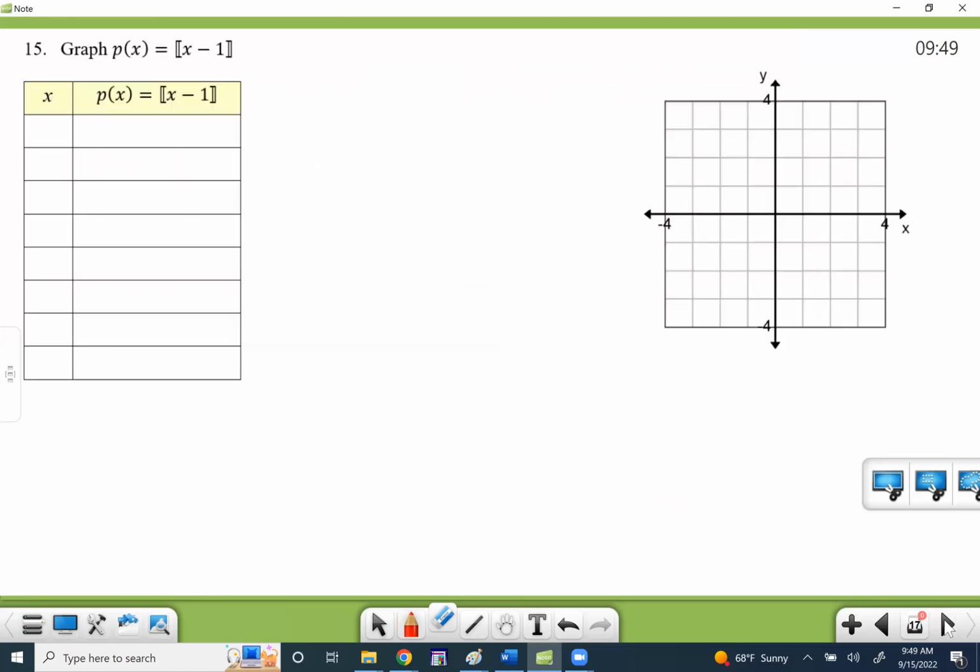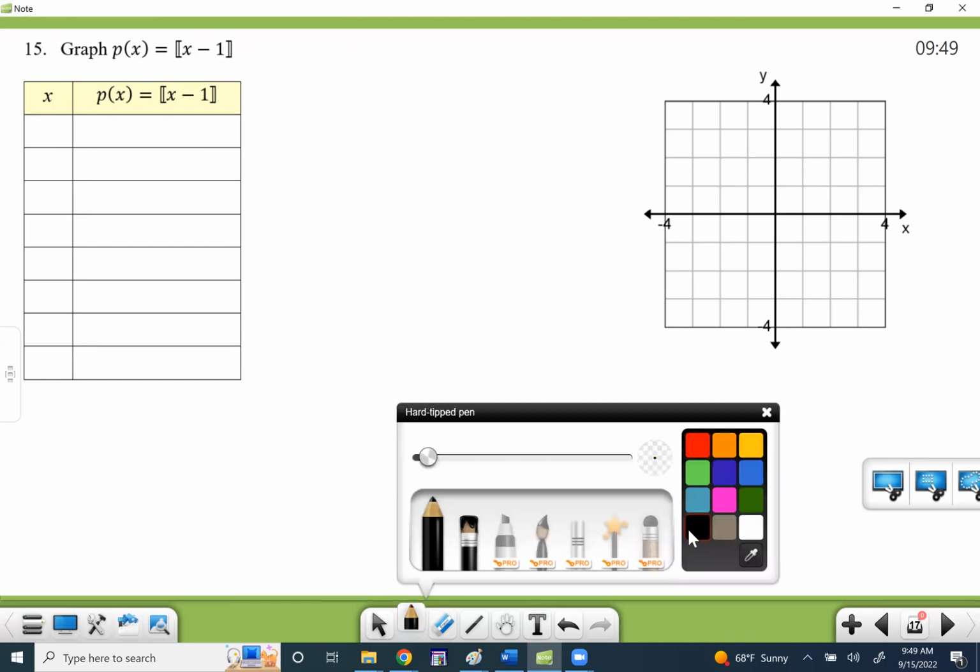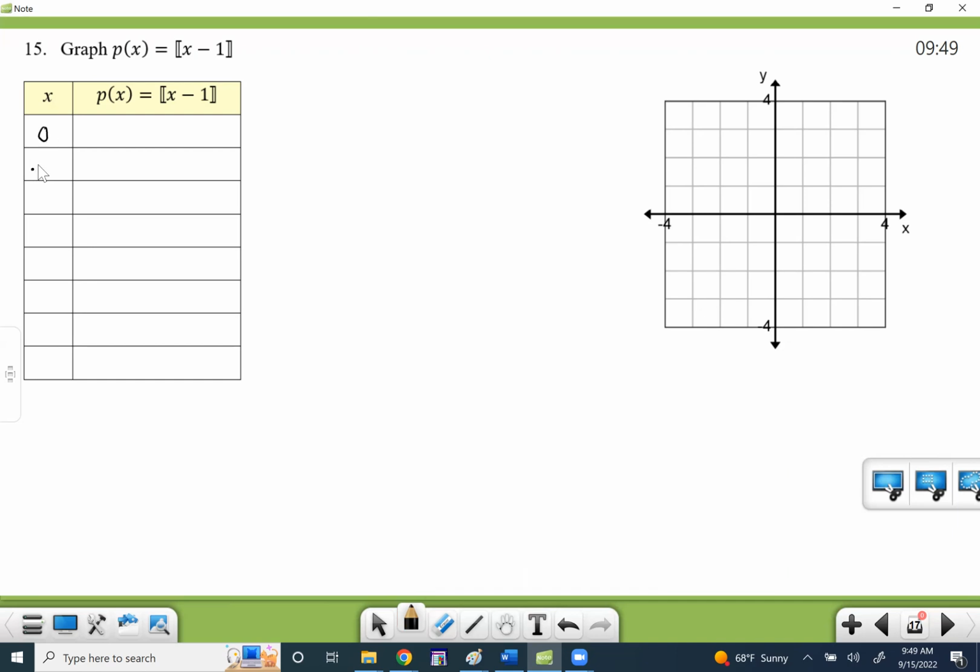So they want us to t-chart this greatest integer function. So pick any values that you want to plug in. Okay. And so I'm going to just pick some for you guys. So why don't I pick like 0, 0.2, 0.7, 1, 1.2, 1.7, 2, and I think that'll be enough to kind of give us an idea of what this graph is going to look like, okay?